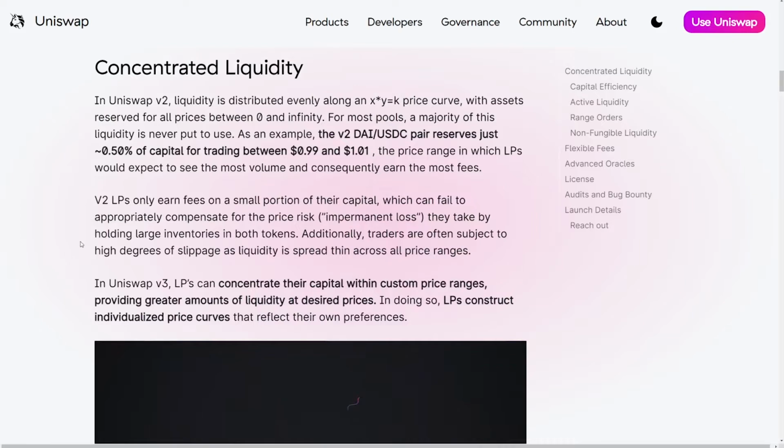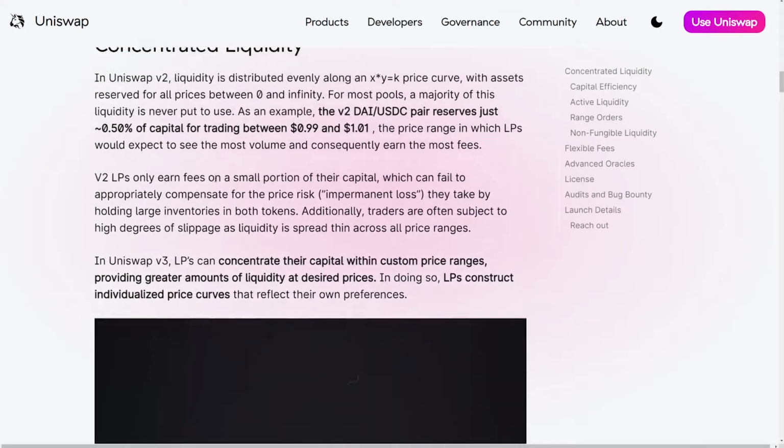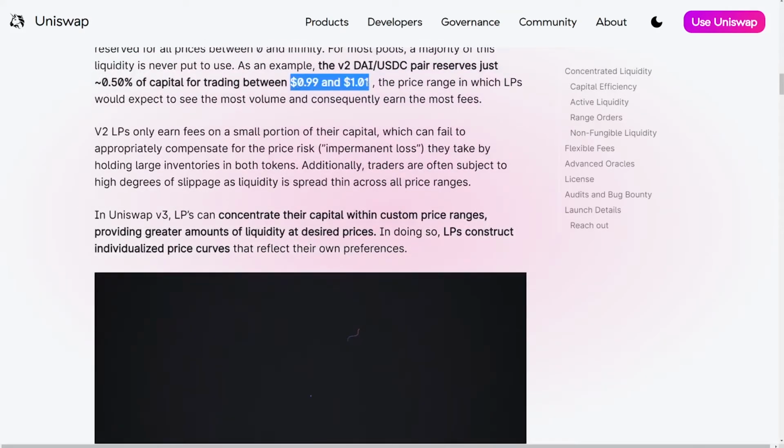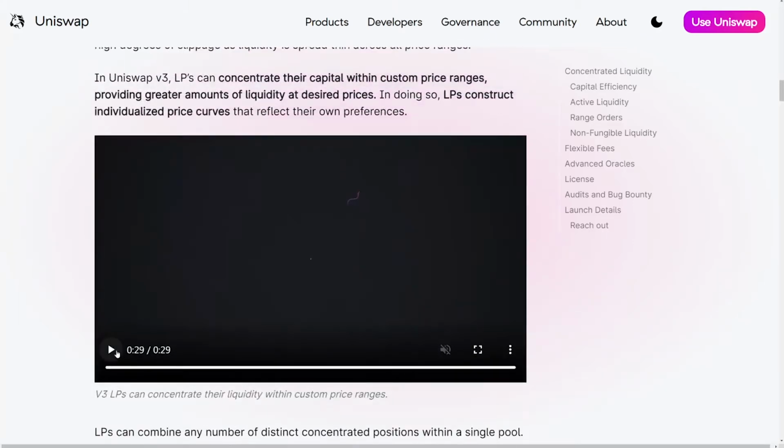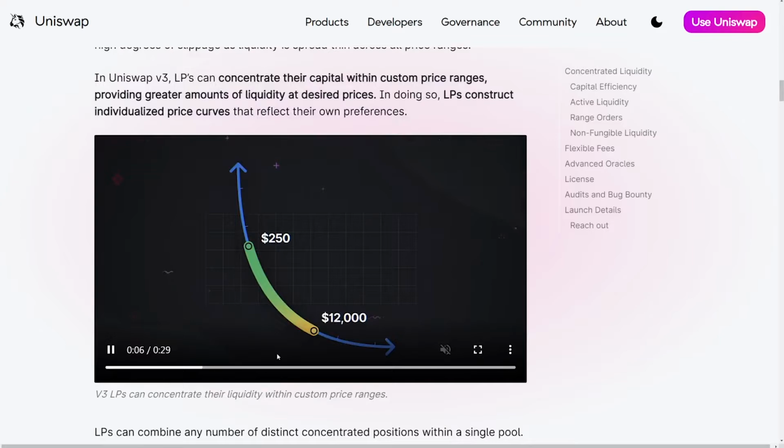In the V2 there were these liquidity pools which consist of 2 tokens, and if you put your tokens into these pools you provide the liquidity for the complete range of prices, so from 0 to infinity. However, now in the V3 you can actually set in which price range you will be providing the liquidity. So on this short video they have here, you can really see what it looks like.